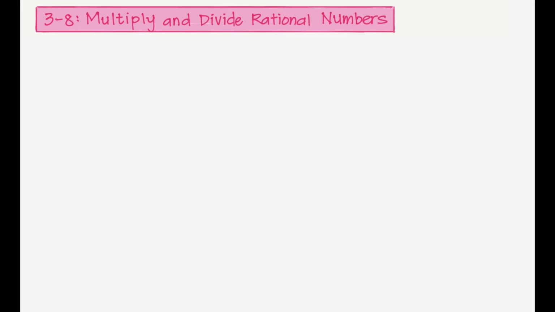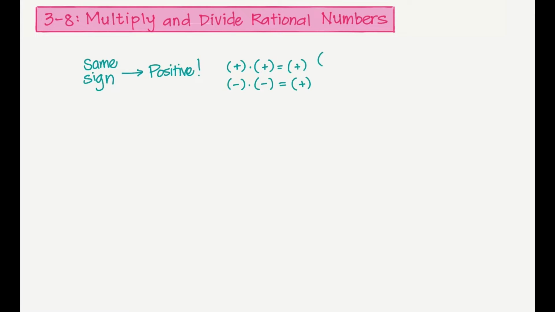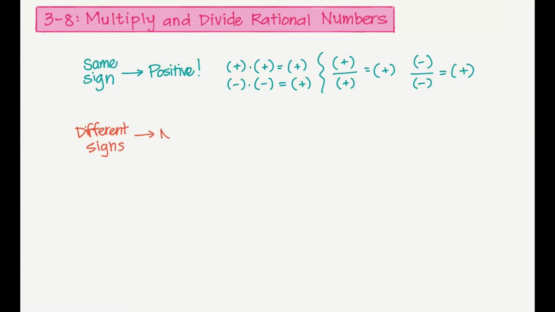Hello class, this is lesson 3-8 about how to multiply and divide rational numbers, meaning they could be fractions or they could be decimals. So if you recall, if you have two numbers that have the same sign and you multiply them or you divide them, you get a positive answer. So for instance, if they're both positive or both negative and you're multiplying them or you're dividing them, the final answer is still going to be positive. But if they have different signs to begin with, your final answer is going to be negative.